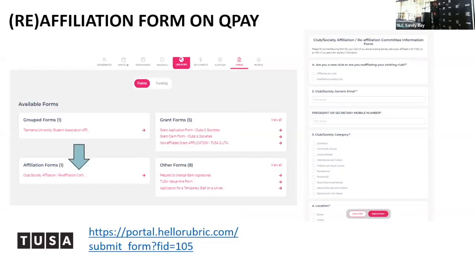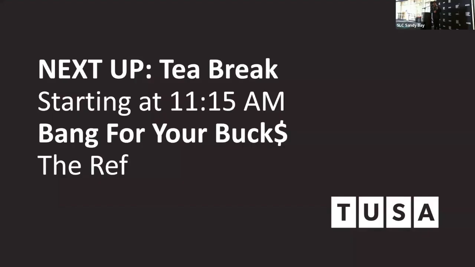And so that's basically what it looks like on Rubric, on your own society's portal, you just lodge it through forms. It's changed a little bit from previous years, but they've now made it a little bit smaller. So your affiliation and re-affiliation form, whether you're a new society or an existing society that wants to affiliate with us, you fill in exactly the same form. So you just click that one. And yeah, that's pretty much it.